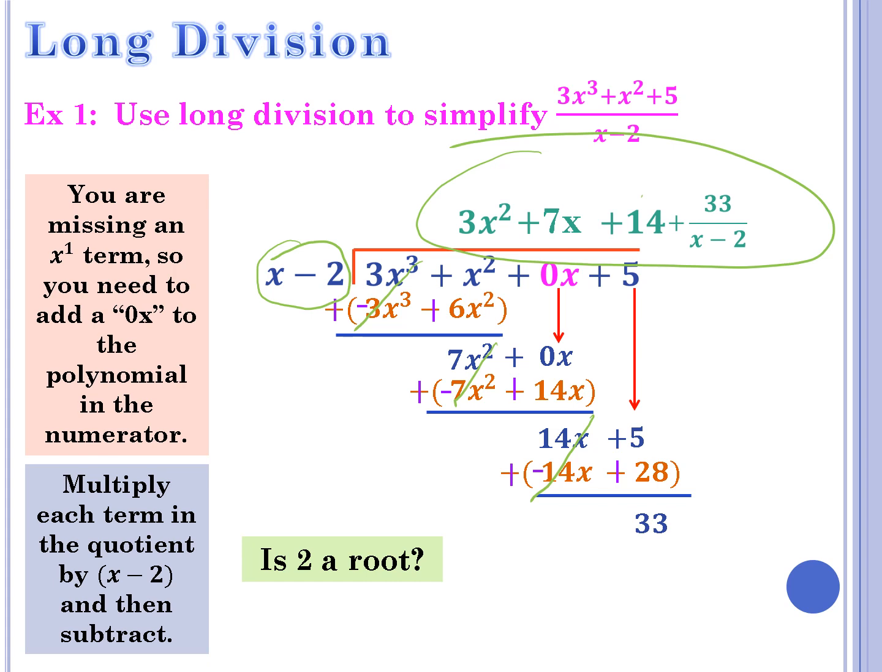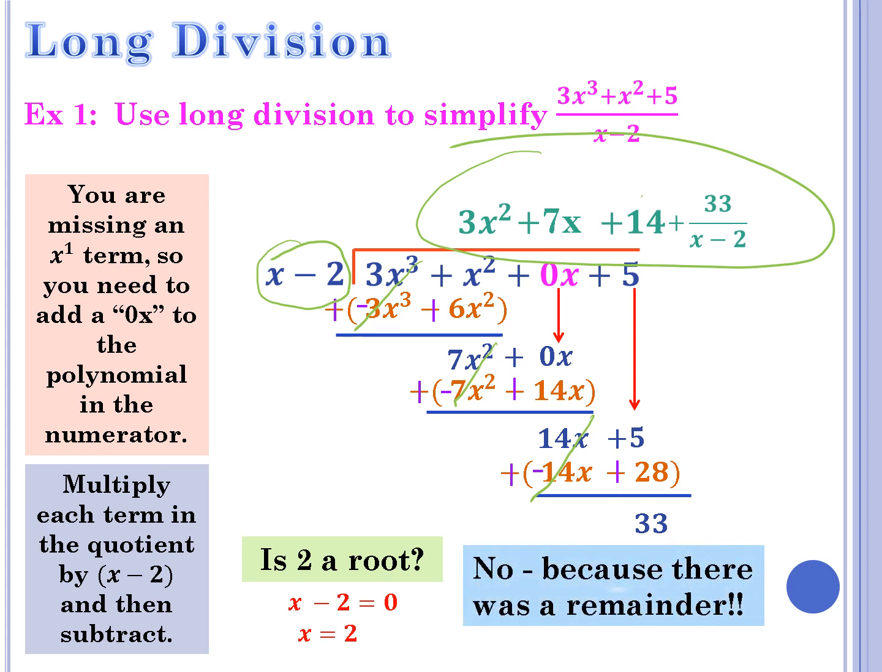Now let's go back to the beginning. Was that a factor of the dividend? And the answer was no, because we had a remainder. So we look up here and we're like, well, we've got a remainder, so x minus 2 can't be a factor. Therefore, x equals 2 is not a root. So if there's a remainder, when you set that divisor equal to 0 and solve, then that value is not a root.